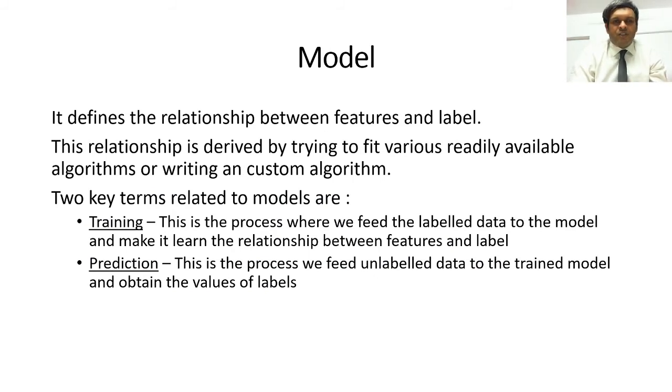Now we just talked about labeled and unlabeled examples while discussing creating a model. So what is a model? It defines the relationship between features and label, right? So we use x1, x2, x3, or just x, to derive a value of y, which is the label. So to build a model, we need to create some sort of relationship based on which we can predict the value of y on the next set of data.